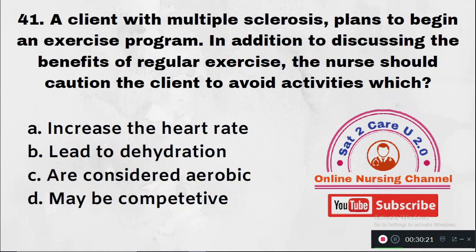Now let's see question number 41. From nursing, we are going to see five more questions. A client with multiple sclerosis plans to begin an exercise program. In addition to discussing the benefits of regular exercise, the nurse should caution the client to avoid activities which: option A, increase the heart rate, B, lead to dehydration, option C, are aerobic, option D, may be competitive.